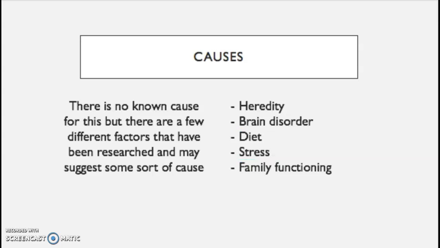So some causes, it's interesting, they don't have any solid causes for these types of disorders. It's not totally known, but there are different factors that have been researched and may suggest some sort of cause. Those are things like heredity and your genetics. Brain disorders could affect it. Your diet may also affect these emotions and different things. Also stress and family functioning, so within your own families and different situations with that could cause emotional disturbances.